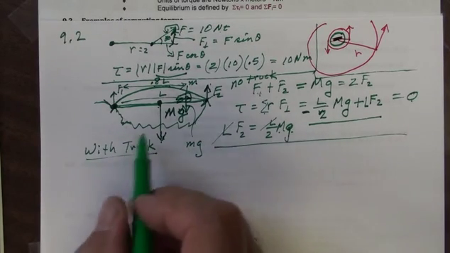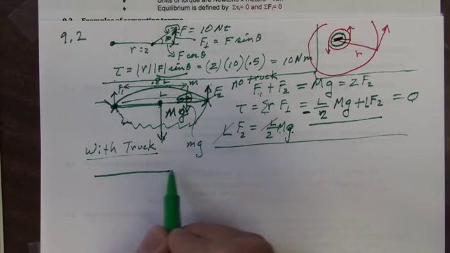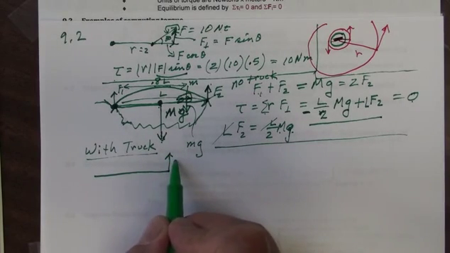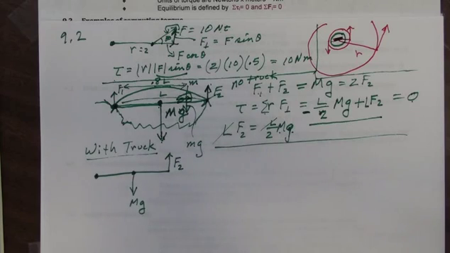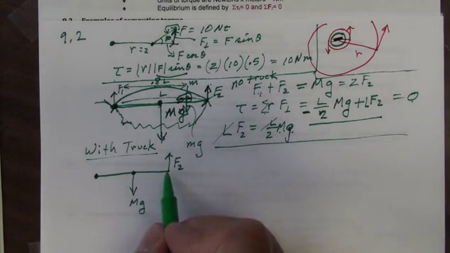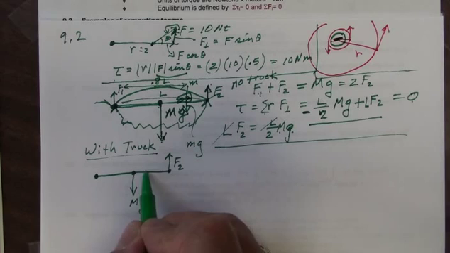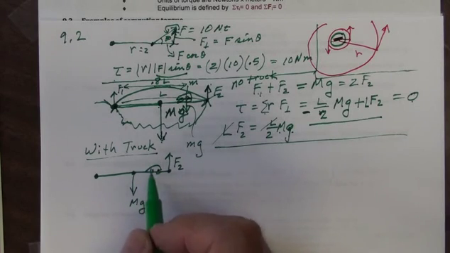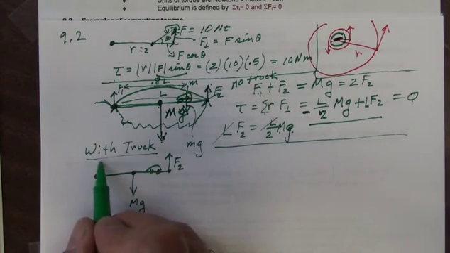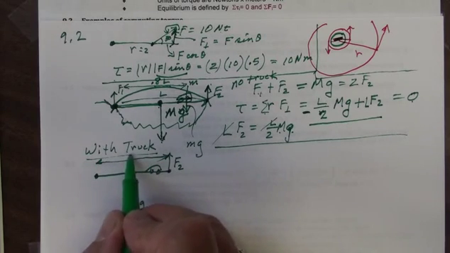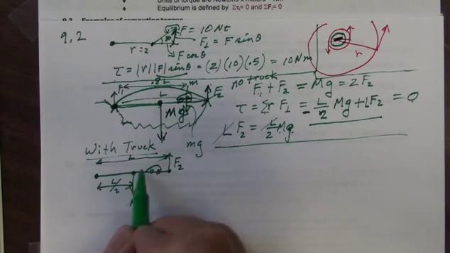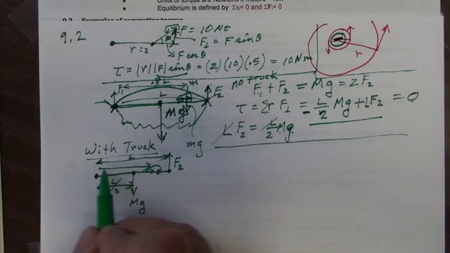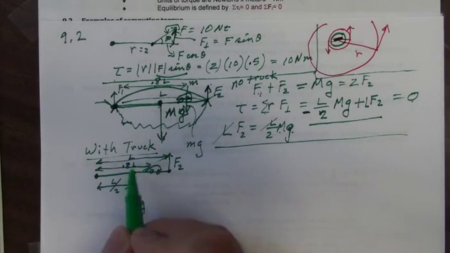With the truck, to redraw this very simply, we have an F2 pushing up here. We have a capital M g pushing down here. Here's our axis, or our center point. So we have two torques. Then we also have our truck sitting over here. This is a distance of L. This is a distance of L over 2. And this is a distance of 0.8 L.